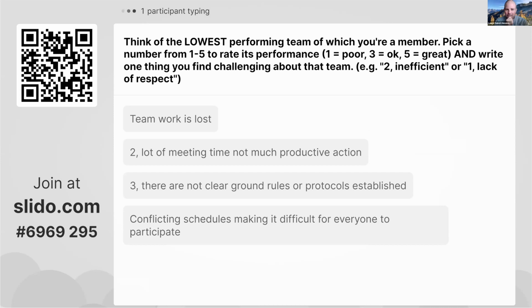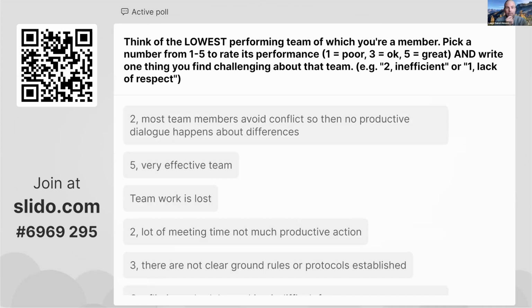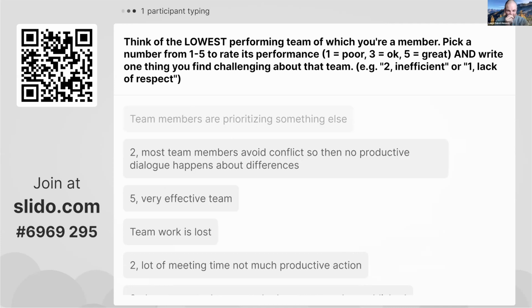And teamwork is lost. Yeah. When we're just not going anywhere. We're kind of aimless in what we're trying to do. So yeah, that's great. And good. Okay, so maybe your lowest performing team has actually been a great team. That's awesome. I think that's great if you haven't had to experience bad teams. And if everyone's avoidant, then no productive dialogue happens about differences. So yes, agreed. And if they're prioritizing something else, yeah, really important pieces of things.